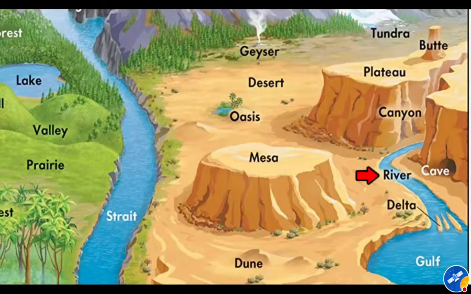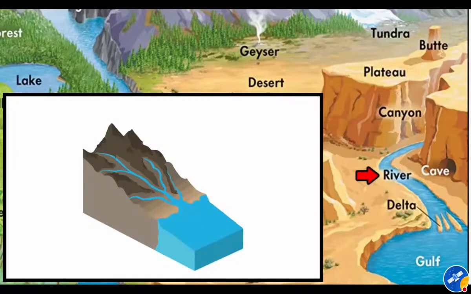Now we'll see how rivers are formed. Rivers are basically water that moves from high elevation land to lower elevation land with the help of gravity.